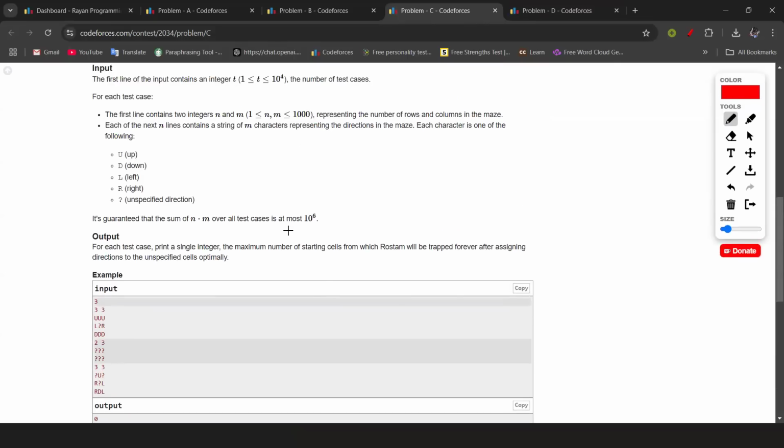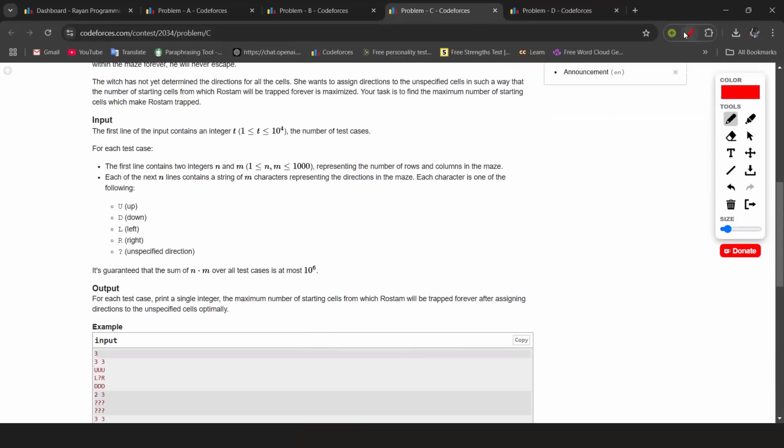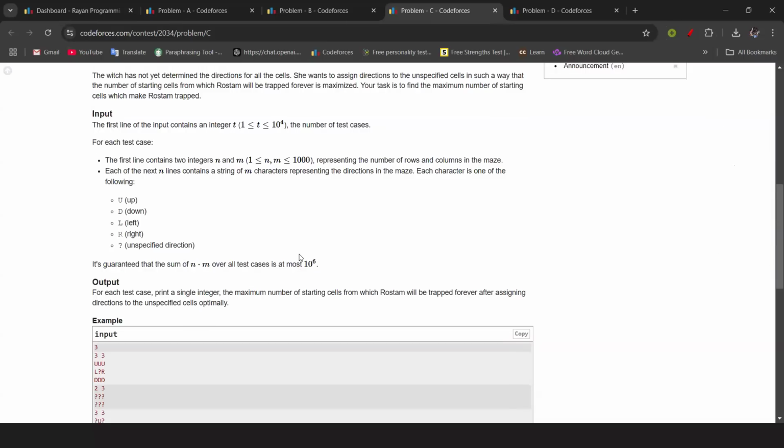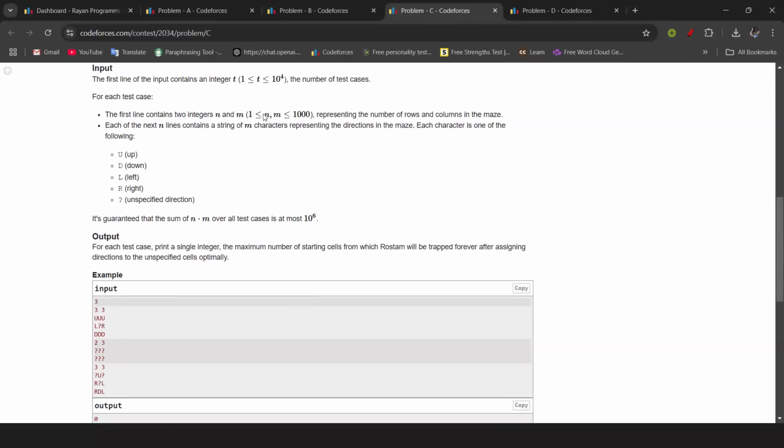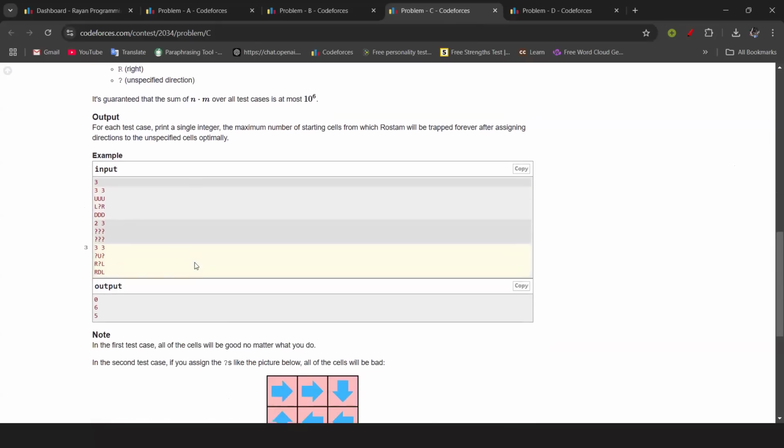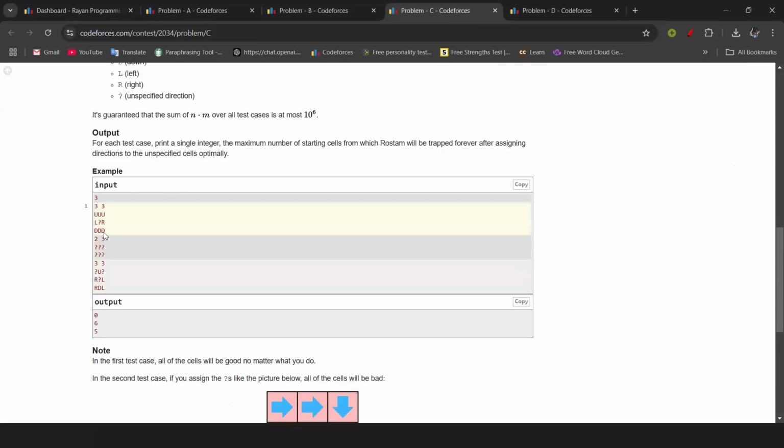If you look at the constraints, N and M are up to 1000 and their product does not exceed 10 to the power 6 for all test cases. So you need to find an algorithm of the order of N times M, or maybe some log factor can come, but you cannot go N squared M or anything in square. So you need to find an N into M solution. I hope the problem is clear to you.